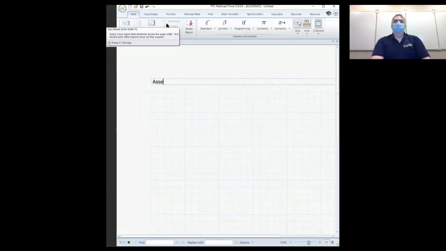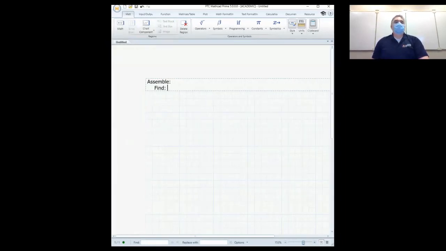All right, so as always, we're going to start with an assemble where you put a find statement. So in this case, if you read through the problem statement that we saw, the last sentence says you need to define the input flows of each stream and also determine the weight fractions of water and potassium in the output stream. So what did it say?